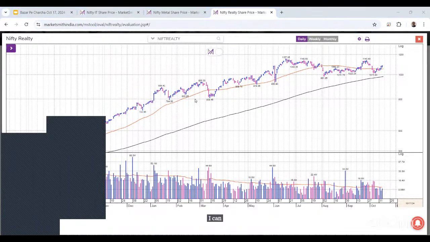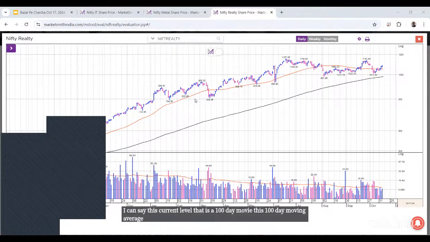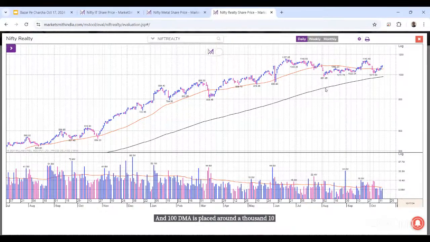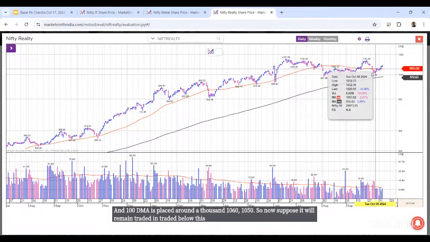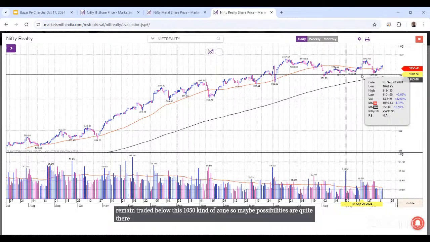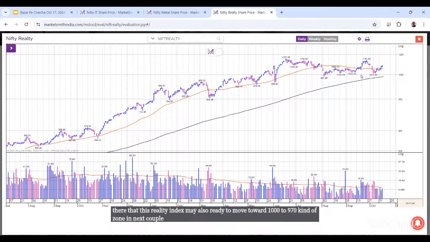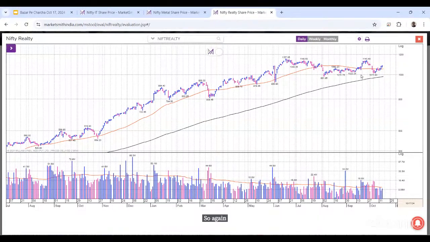If I talk about the immediate next couple of weeks, the 100-day moving average is currently placed in the range of 1,050. Today's closing in this Nifty Realty Index is around 1,043, and the 100 DMA is placed around 1,050 to 1,060. Suppose it remains below this 1,050 zone, then the possibilities are quite there that this realty index may move toward the 1,000 to 970 zone in the next couple of weeks.